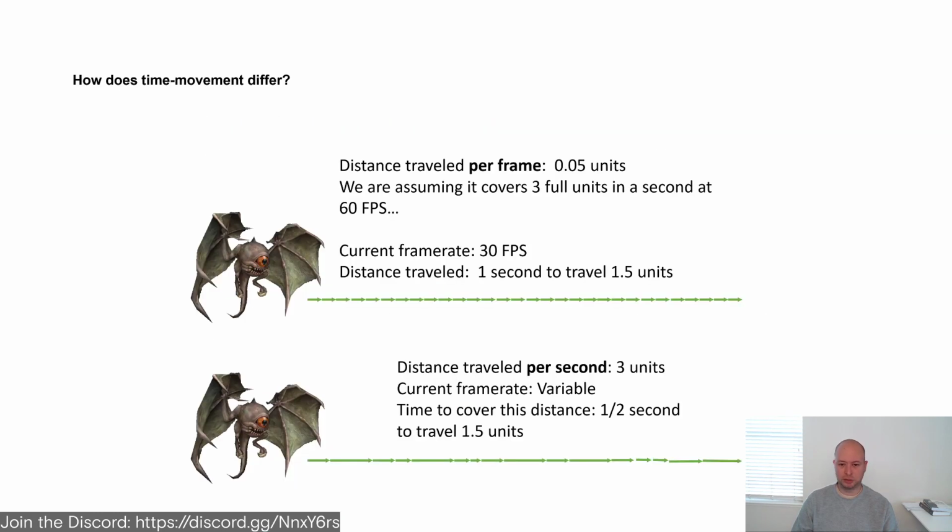So yeah, we already talked a little bit about this, but let's talk about it again. If you're doing frame-based movement and you're running at 30 frames per second, in 1 second this object will move 1.5 units. If you're doing this time-based, the amount of time it takes to cover this distance would be half a second to travel 1.5 units if we're going at 3 full units in a second. So you can see how choosing which one to do will ultimately change the behavior, and so you do have to take time scale into consideration.